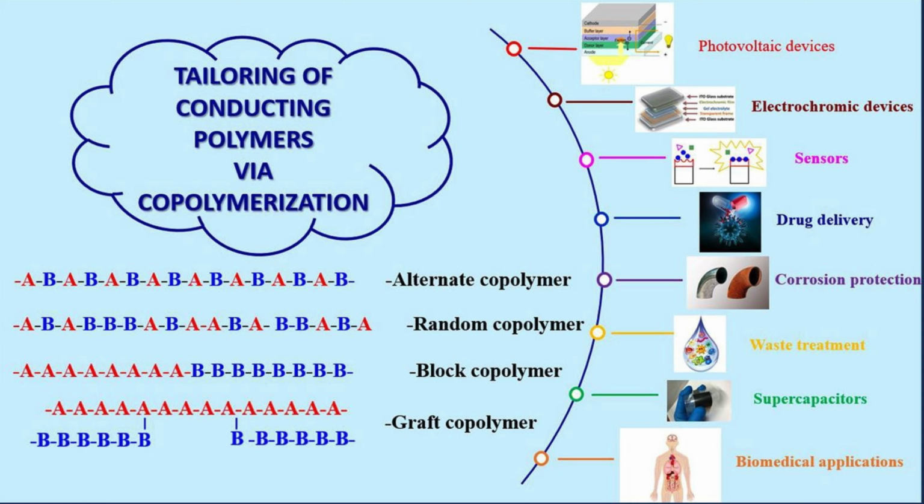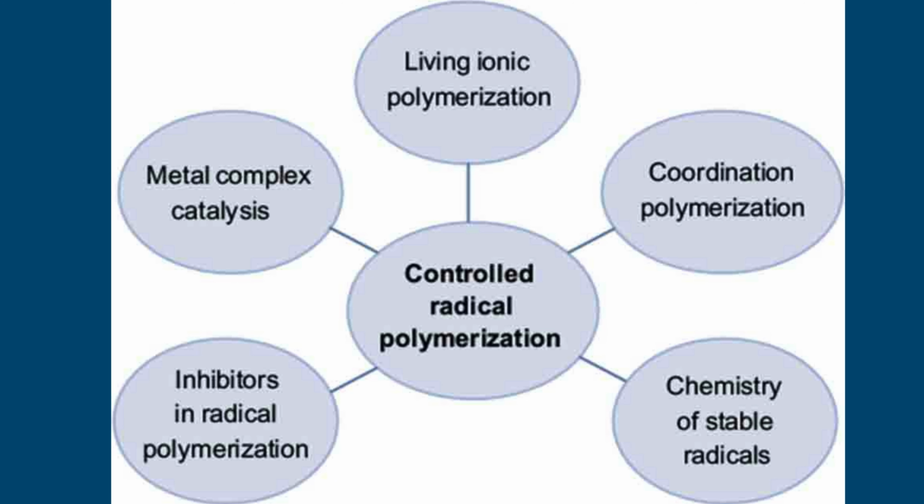The Mayo-Lewis equation and the Alfrey-Price Q-e scheme continue to provide the theoretical foundation for understanding and predicting copolymer composition, while modern controlled polymerization methods have enabled unprecedented precision in molecular architecture. Current research is shifting toward sequence-controlled polymers, bio-based copolymers, recyclable macromolecular systems, and machine learning-assisted polymer design, where artificial intelligence is increasingly used to predict monomer reactivity and optimize polymerization conditions.